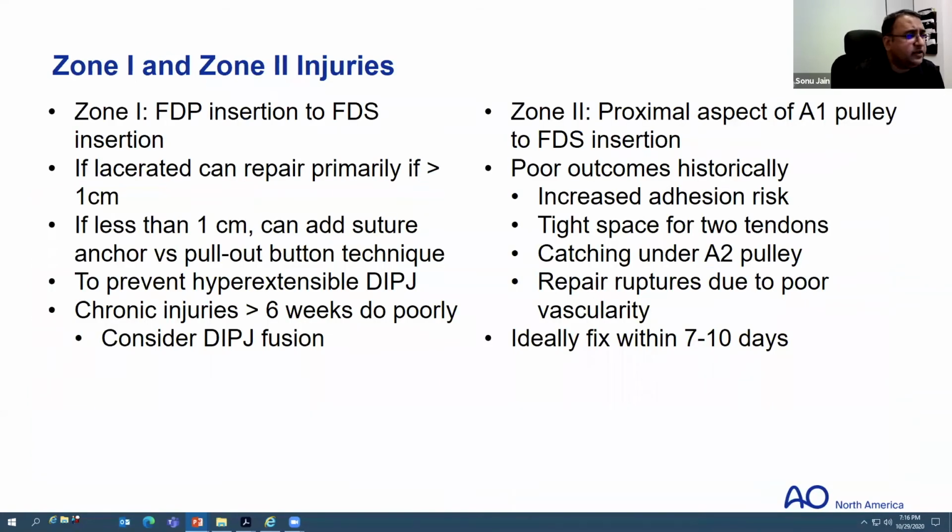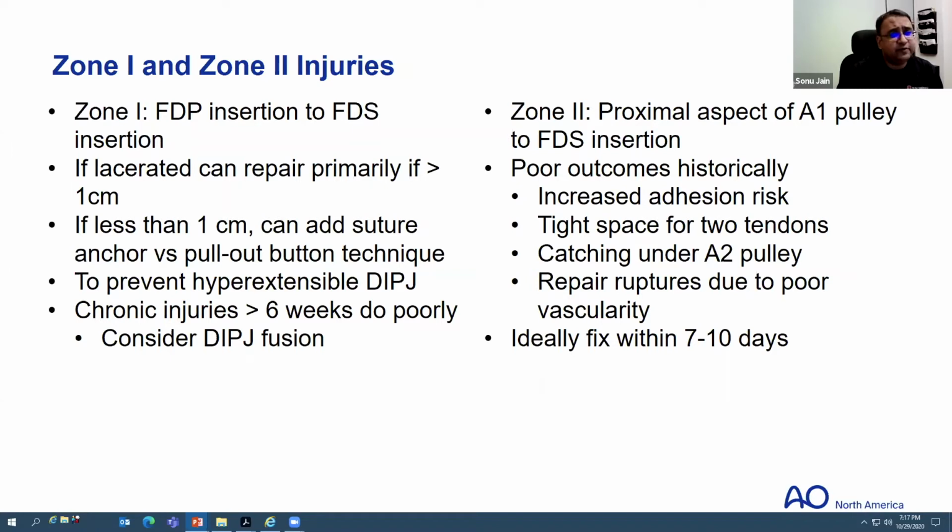So zone 1 and 2 injuries. Zone 1, that is not avulsion related, like the jersey finger laceration, you can repair primarily if it's greater than 1 centimeter. If it's less than 1 centimeter, then you have the option of adding a suture anchor or a pull-out button technique similar to what you do for a jersey finger, just because you don't have as much of a stump of FDP tendon to suture to. The goal is to prevent a hyperextensible DIP joint by doing this. When you have chronic injuries longer than 6 weeks, they don't do very well, and in those cases you may want to consider DIP joint fusion.